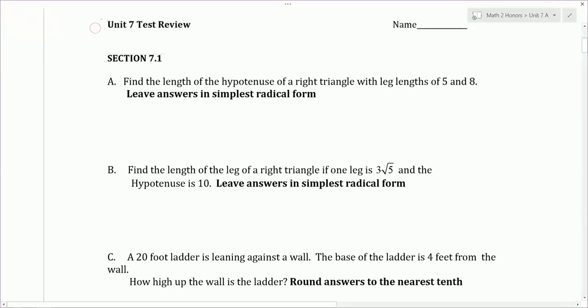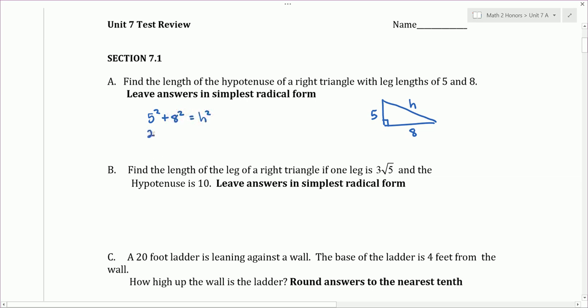I'm going to start with a picture of a right triangle. Remember, the hypotenuse is the longest side, which is opposite the 90-degree angle. The other two sides are your legs. So we have leg length of 5 and 8, and we want to find the hypotenuse. I'll call that h. Pythagorean theorem tells us that if you get the sum of the squares of the legs, it's equal to the hypotenuse squared.